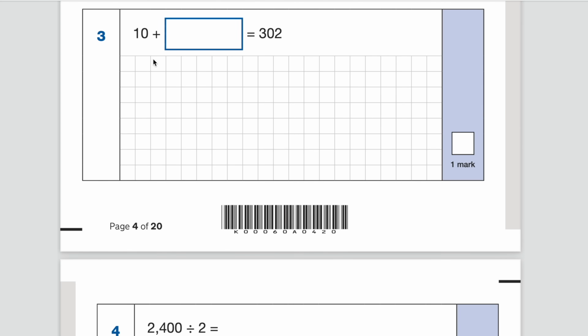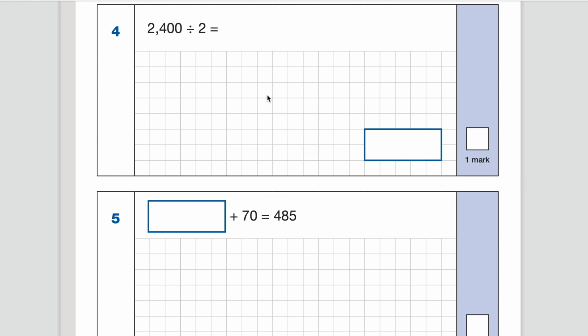Number 3, 10 plus something equals 302. So you can do the inverse to work this out. So 302 subtract 10 will give us our answer. So the answer is 292. Number 4, 2,400 divided by 2. Now you should know that dividing by 2 is the same as halving, so there isn't really much working out to do here. The answer is half of 2,400, which is 1,200.